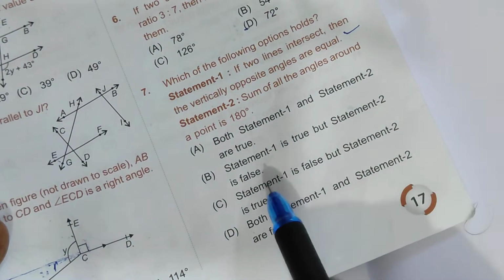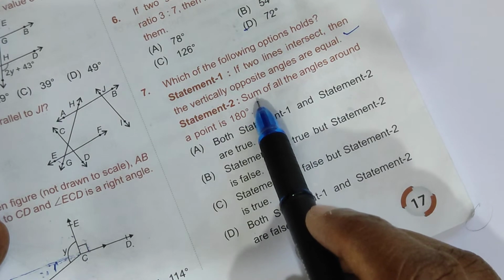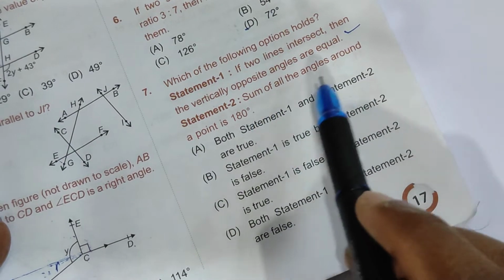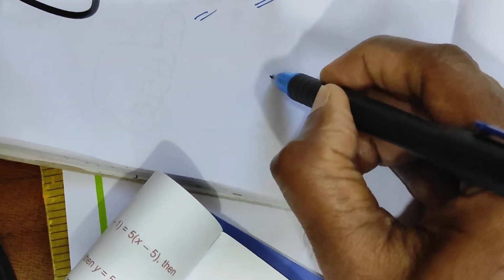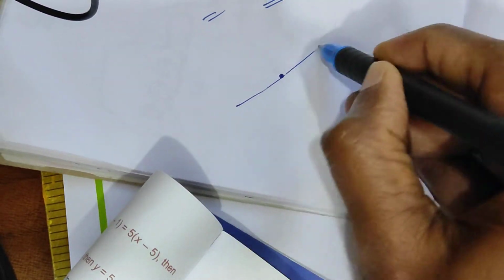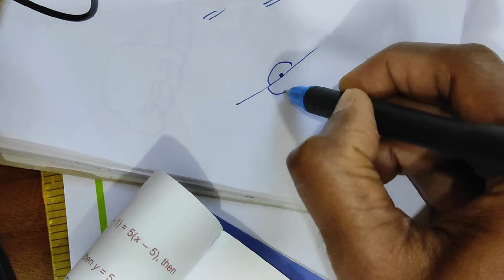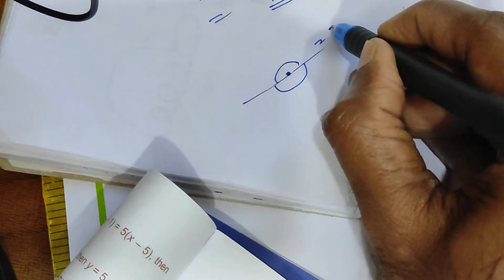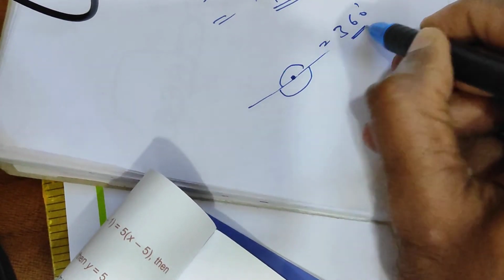And we'll go to the second point. Second statement: the sum of the angles around a point is 180. The sum of the angles around a point must be 360 degrees. This angle is 180 degrees and this is 180 degrees, which is equal to 360 degrees. Now I'll go to the next question.